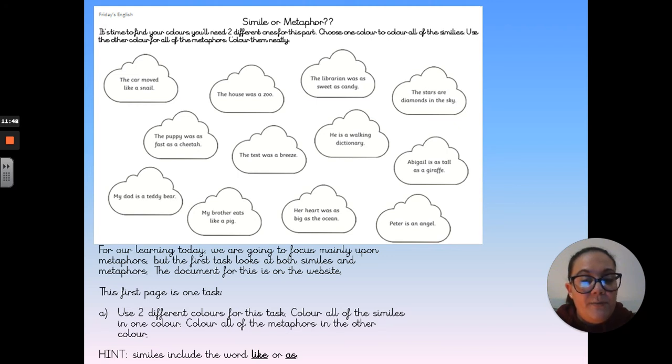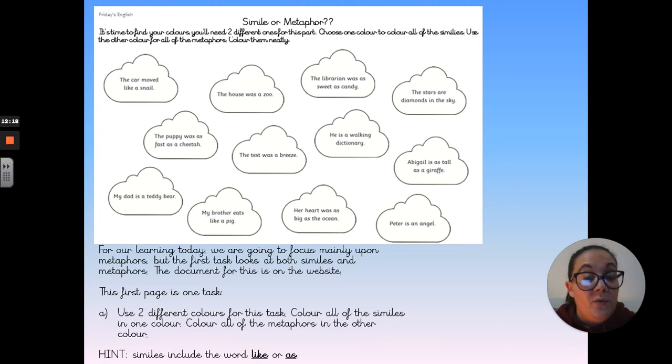Now, I've put a bit of a hint at the bottom as well. Remember that similes include the word like or as. So that's your little helpful hint there with this first part of the English activity for today. So you're going to colour in the similes in one colour, the metaphors in another colour. Now, I don't need to remind you, but I will, that you need to do it neatly. It's about taking pride in your work and making sure things are neat all the way through.